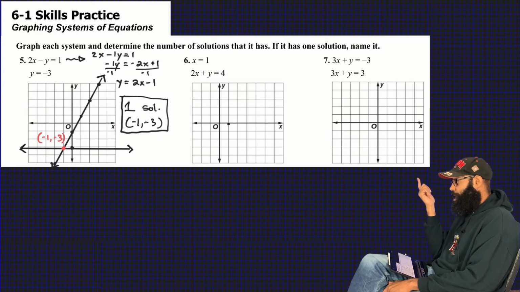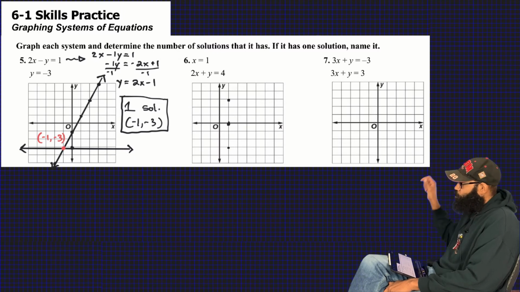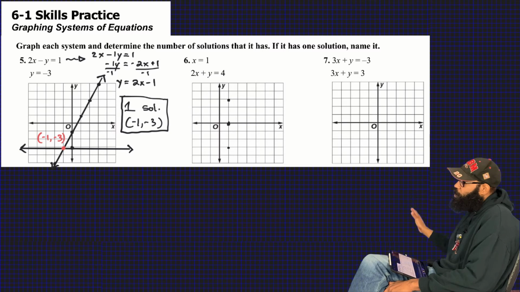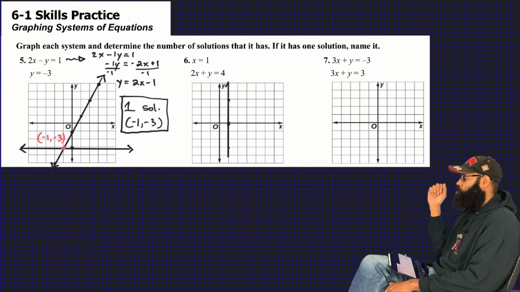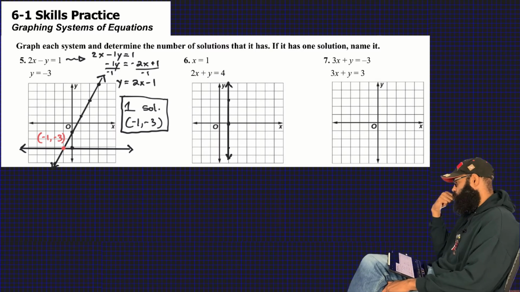A single variable again, x equals 1. Where's that at? Right there. Boom, and right there. Boom, and right there. And there, and there, and there. So everywhere on that vertical line, x is equal to 1. So I'm going to get a vertical line where x is equal to 1. Goes on forever and ever.